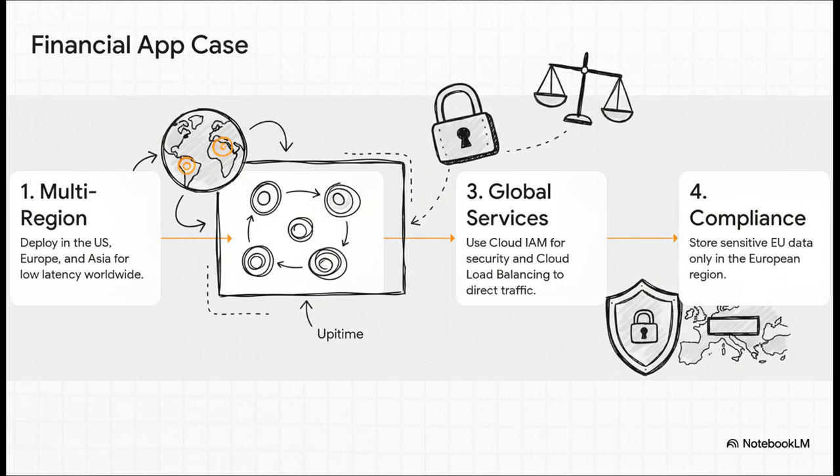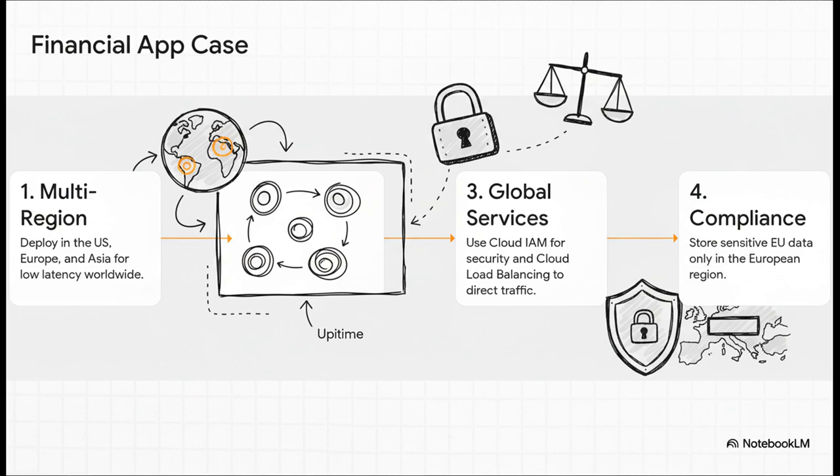Let's make this super concrete with a case study. Imagine a global financial trading app. Okay, so this app has users all over the world, and obviously they have to follow some super strict rules. So what do they do? One, for low latency, speed is money, right? They deploy in multiple regions: the US, Europe, Asia. Check. Two, for high availability, because you can't have a trading app go down, they use multiple zones inside each of those regions. Check.